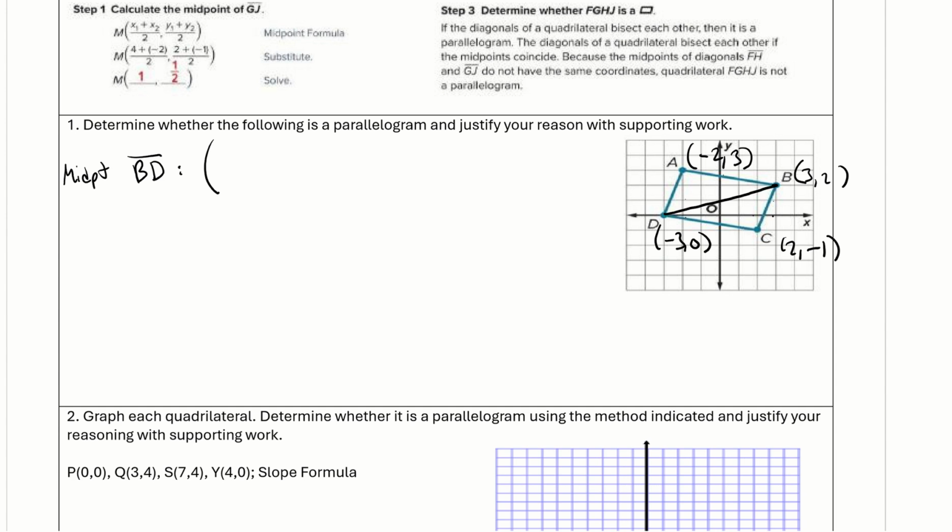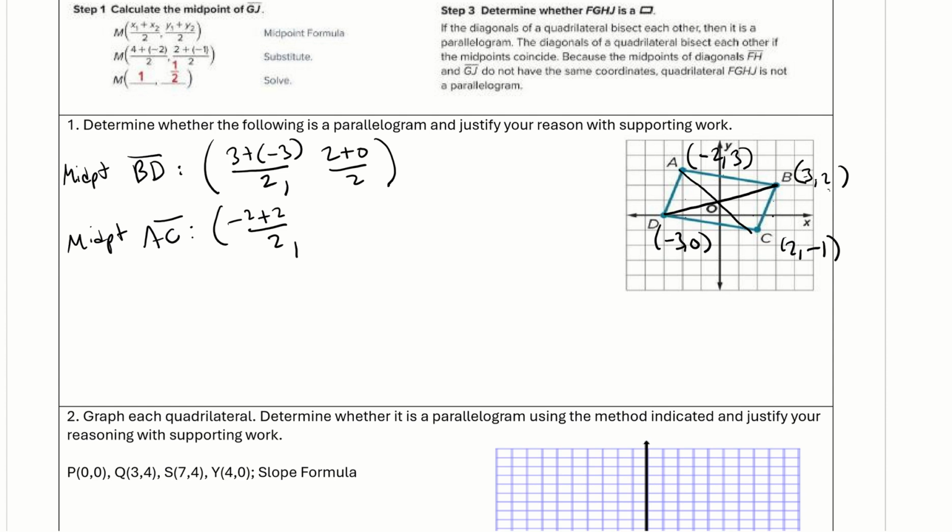All right, so do it for BD. 3 plus -3, do it for the x coordinates, divide by 2. Now do it for the y coordinates, 2 plus 0, divide by 2. And then do the same thing for the other diagonal, AC. So -2 plus 2, divide by 2. 3 plus -1, divide by 2. And see if they match up.